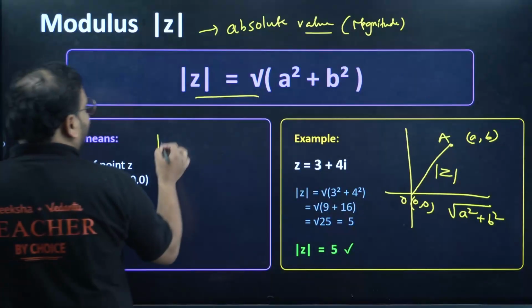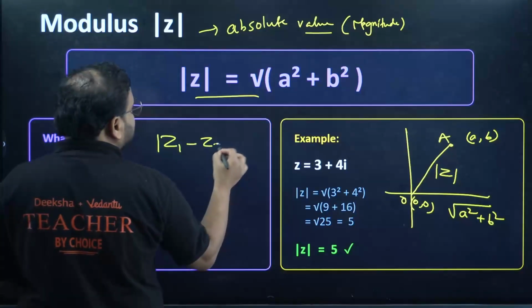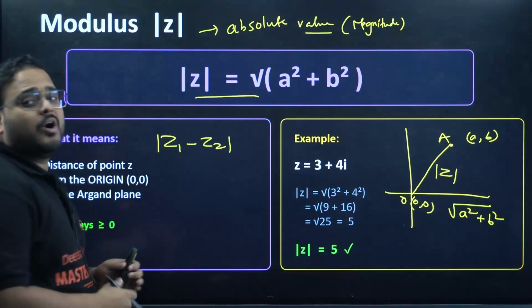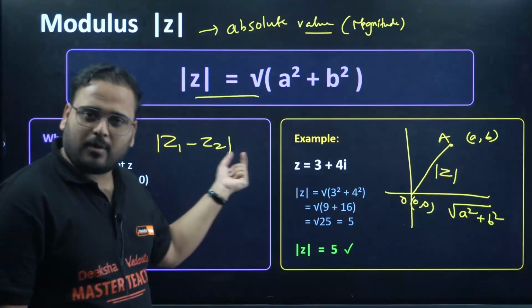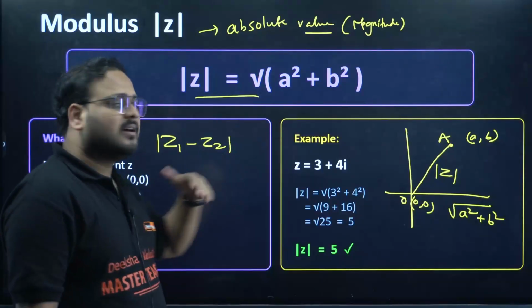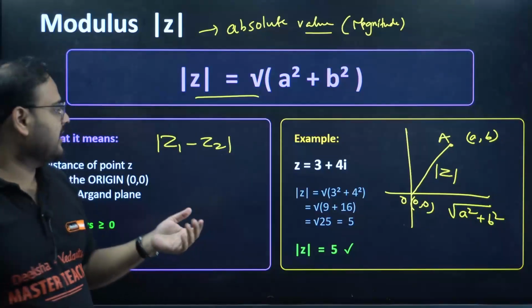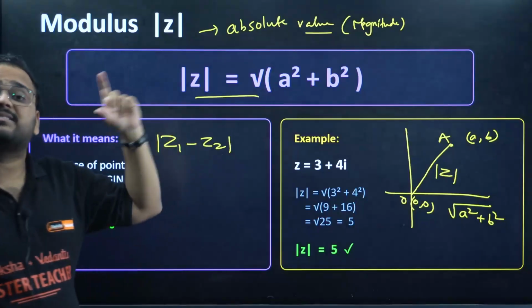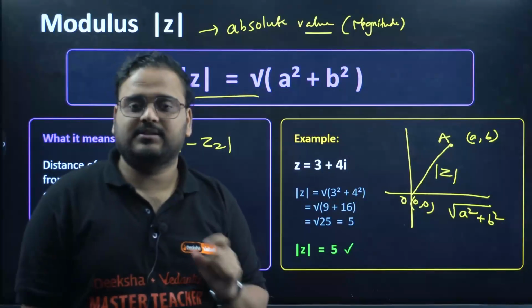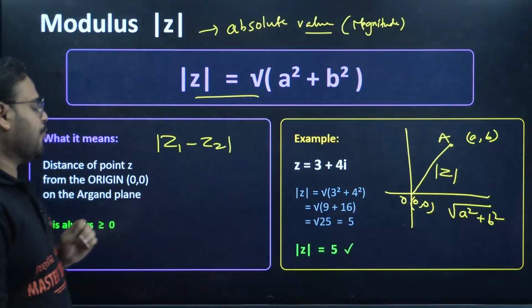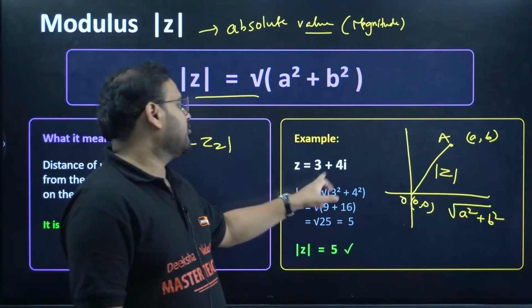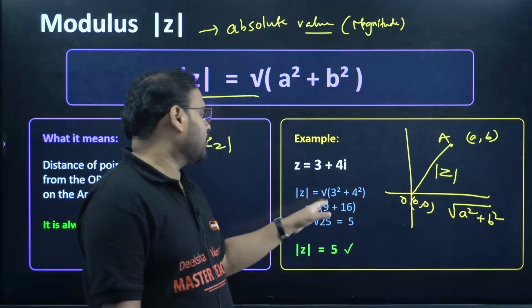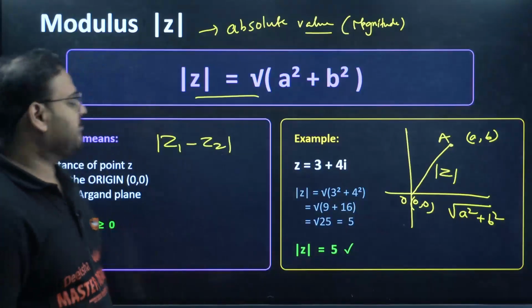What if, sir, you have mod of z1 minus z2? So z1 will represent one complex number, z2 will represent another complex number, right? And this difference will represent the distance between these 2 points. Clear? Yes, so this is the same understanding. If 3 plus 4i is given as the complex number, then root of 3 square plus 4 square becomes root of 25. Answer is 5.